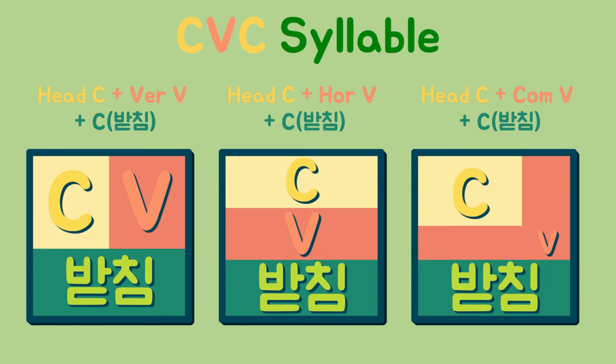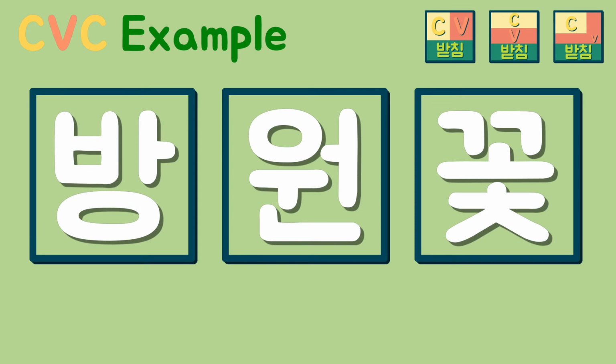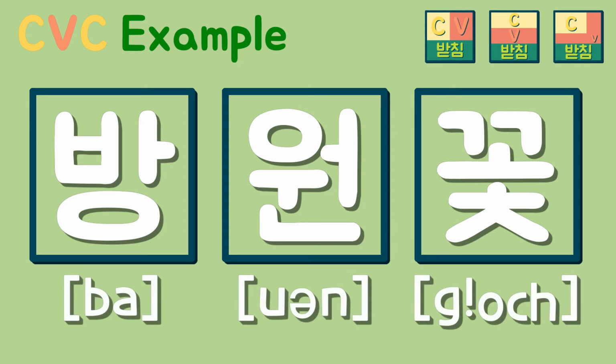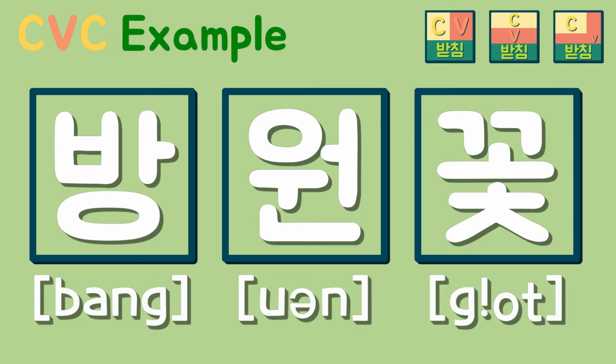Now that we at least know what 받침 is, try to read this. How did you read them? From the left, 바, 원, 꽃. Right? But some are right, some are wrong. The answer is 방, 원, 꽃. Oh my god, how come?